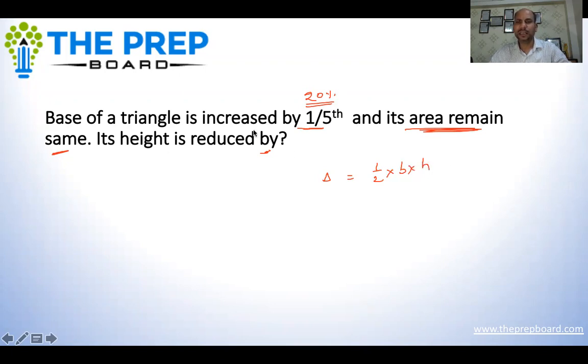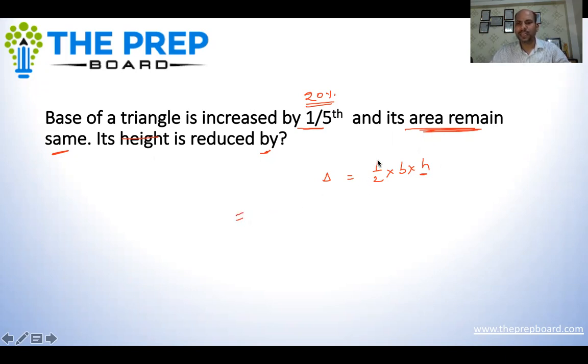Here they have not mentioned what kind of triangle it is, but we know clearly that for any triangle, this is the formula: half into base into height. It's not just for the right angle triangle. But height means perpendicular height. Here they should have mentioned altitude instead of height, but it does not change a lot.